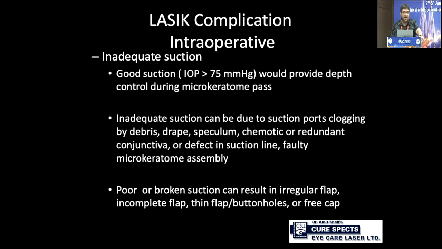What about inadequate suction? We all know how we can identify that there is good suction. Whenever we are applying the suction, we should ask the patient whether the patient has stopped seeing the light. That is the first and foremost good sign. Then I also slightly lift my motor and look at my ring to see whether the suction is properly applied. And the third way is to look at the microkeratome unit itself, where it shows the exact correct pressure. Suppose the suction is not there properly, then what can happen? We can have irregular flaps, incomplete flaps.